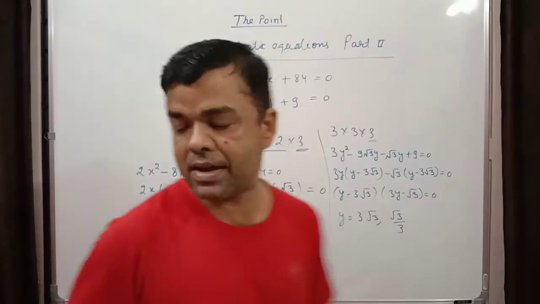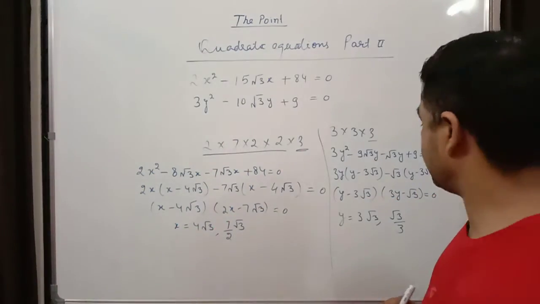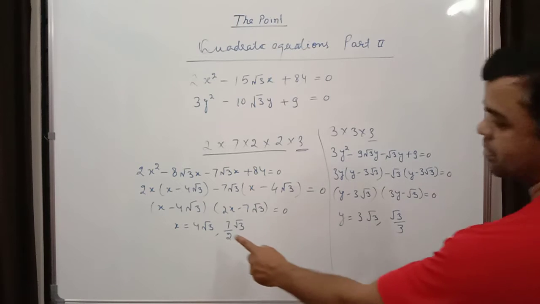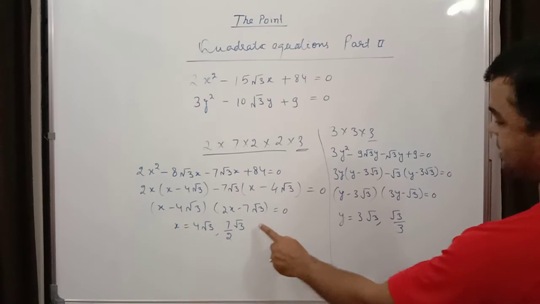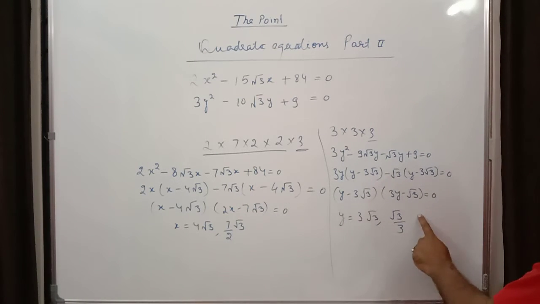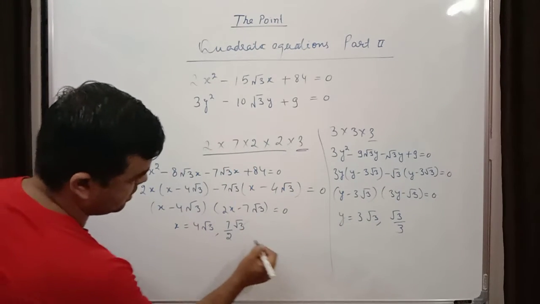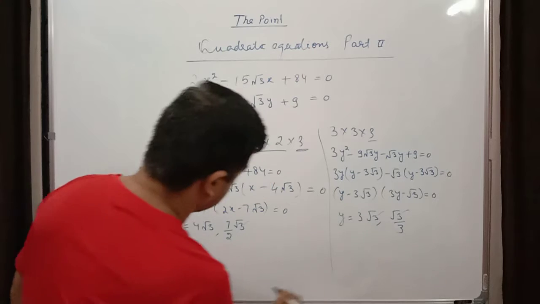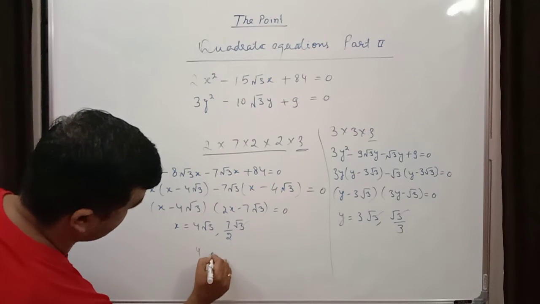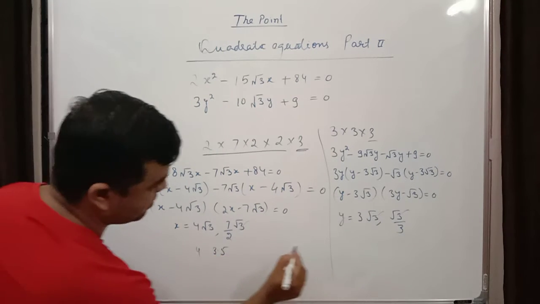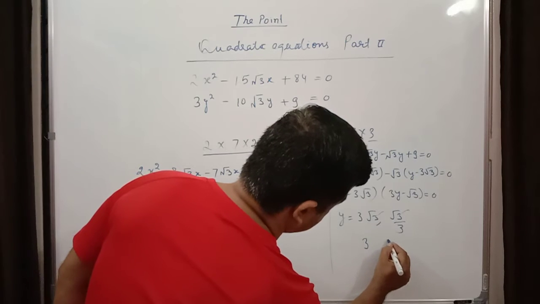Clear? Clear up to here? Any doubt? If any doubt, watch the video again. Now for comparison, root 3 is here, root 3 is here, root 3 is here, root 3 is here. So you can cancel it out. Further simplify: 4, 3.5, here 3 and 0.3.